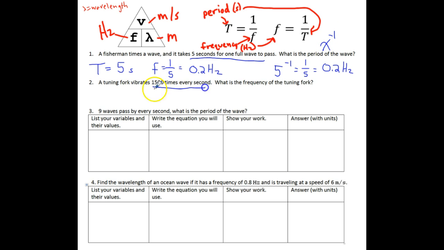You can also punch that in your calculator by looking for the x to the negative 1 or 1 over x. This next one says a tuning fork vibrates 1500 times per second. Well, frequency is how many times something happens per second. So that means this one just has a frequency of 1500 hertz. No calculations required for this.